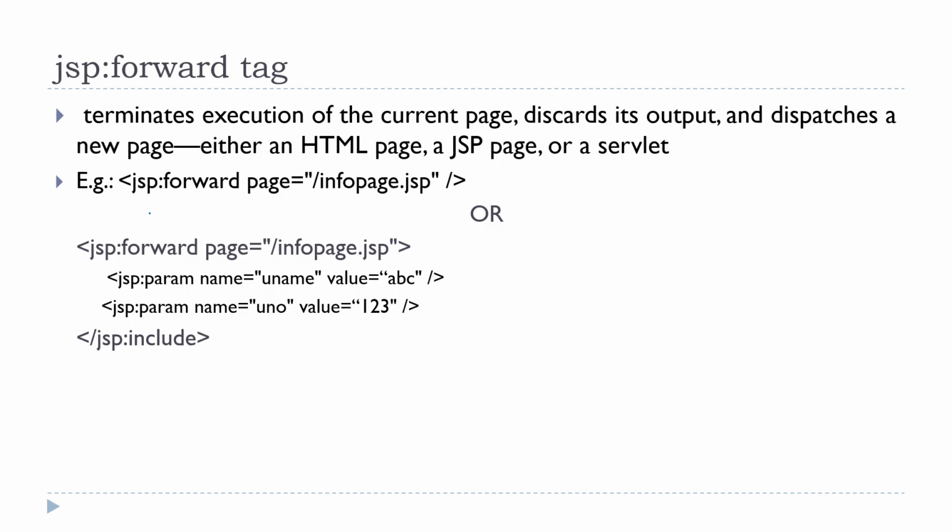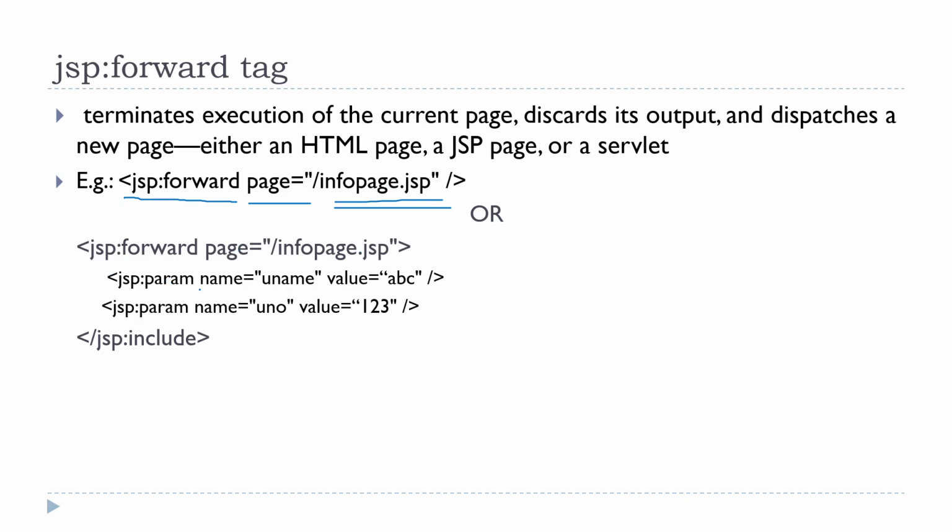The JSP forward tag will terminate the execution of the current page, discard the output of the current page, and dispatch our request to a new page. This new page can be any resource. It can be an HTML, JSP or a servlet, and the syntax is the same as include. So just the tag varies. Here we write jsp forward, and in the page attribute we specify the value or the path of our page.